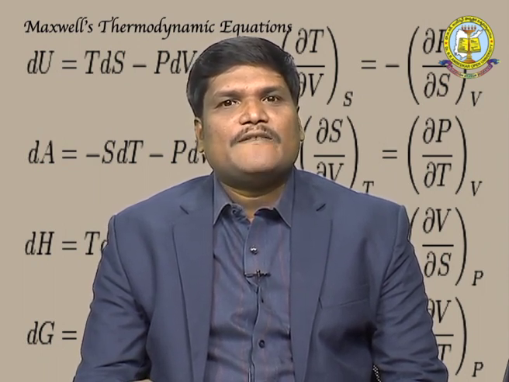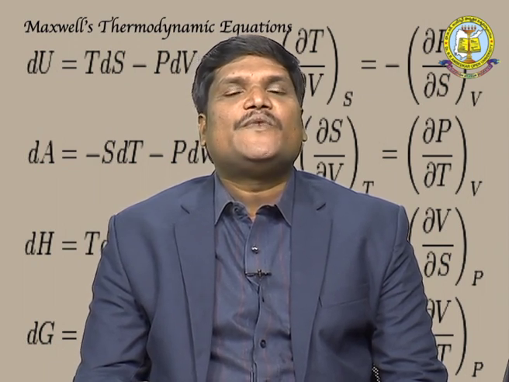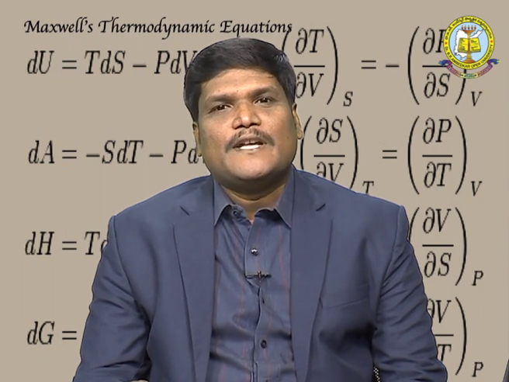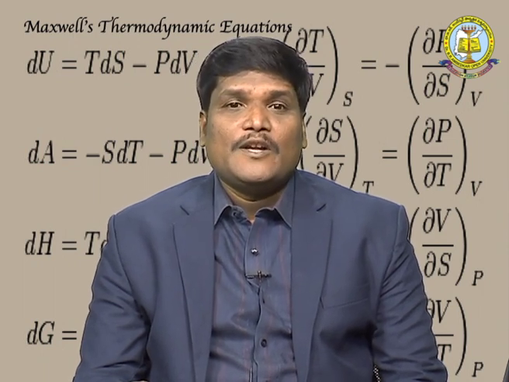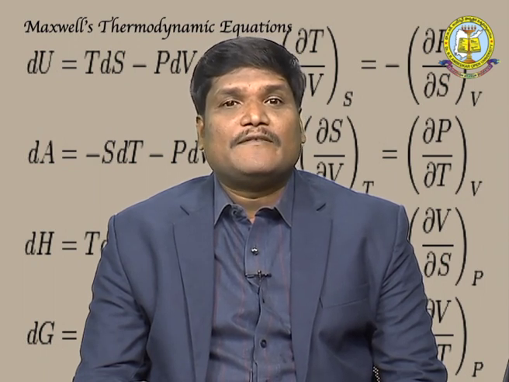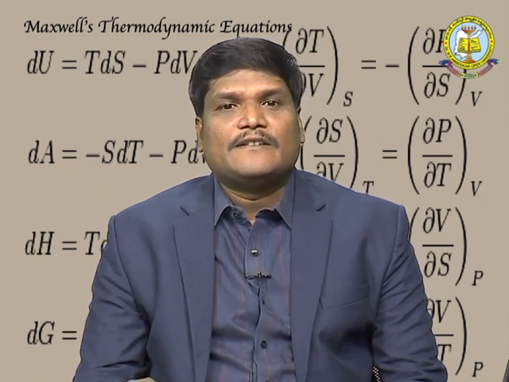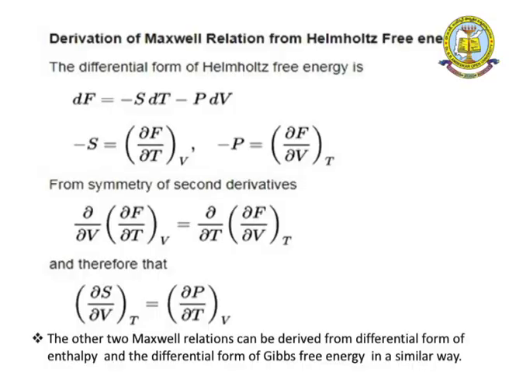So, what is the derivation of the Maxwell relation from the Helmholtz free energy, the other one? Before that, the internal energy dU value. One Maxwell's equation is derived. So you can see here the first equation: dou T by dou V at constant S equals minus dou P by dou S at constant V.